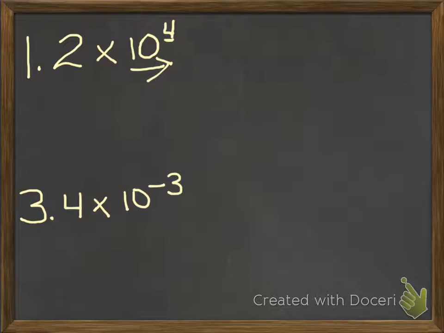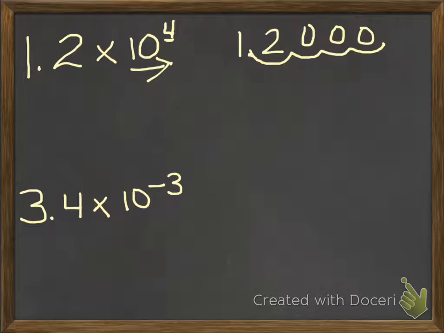Okay, so if we've got 1.2 times 10 to the 4th, we want to move this decimal 4 places to the right. So 1, 2, 3, 4. And everywhere where I've put a little loop, I'm going to add a 0. So this number in standard notation is going to be 12,000.